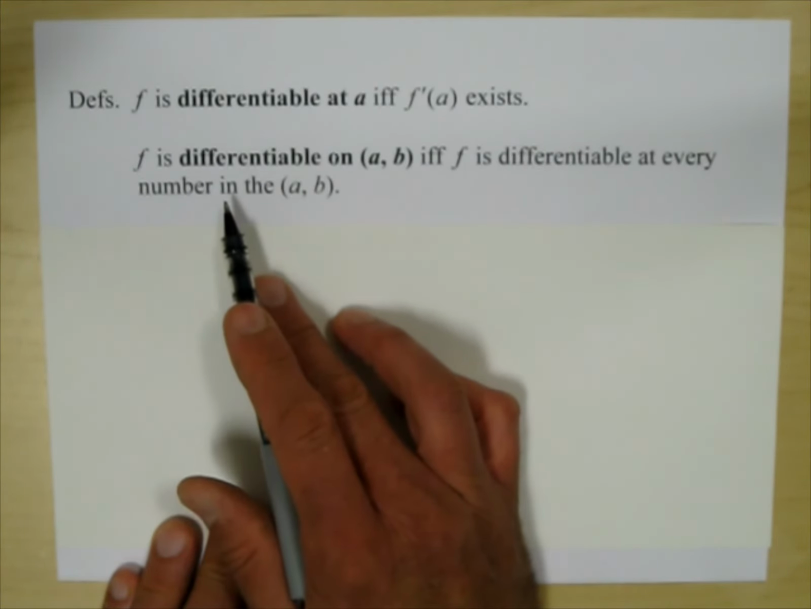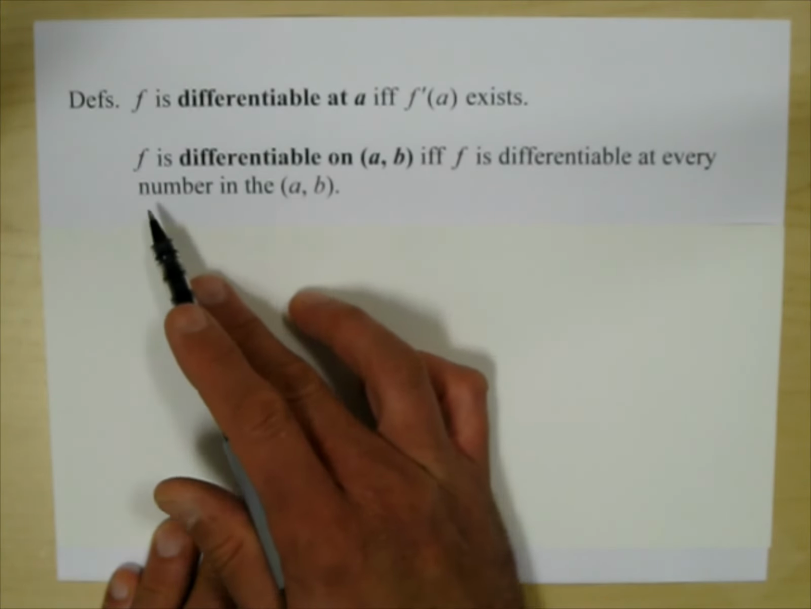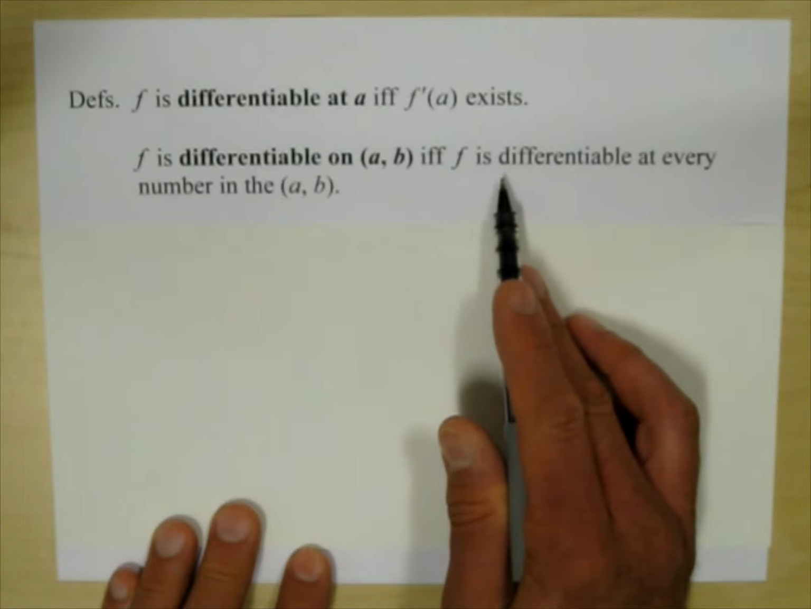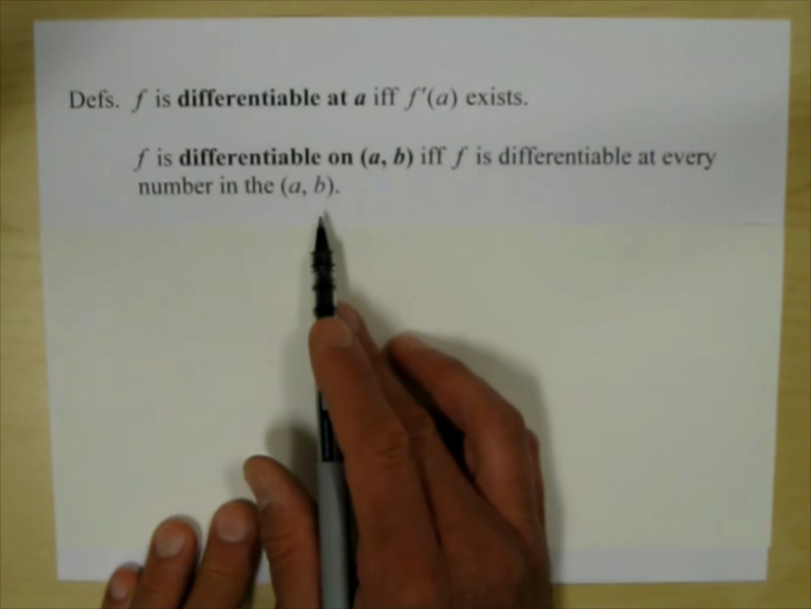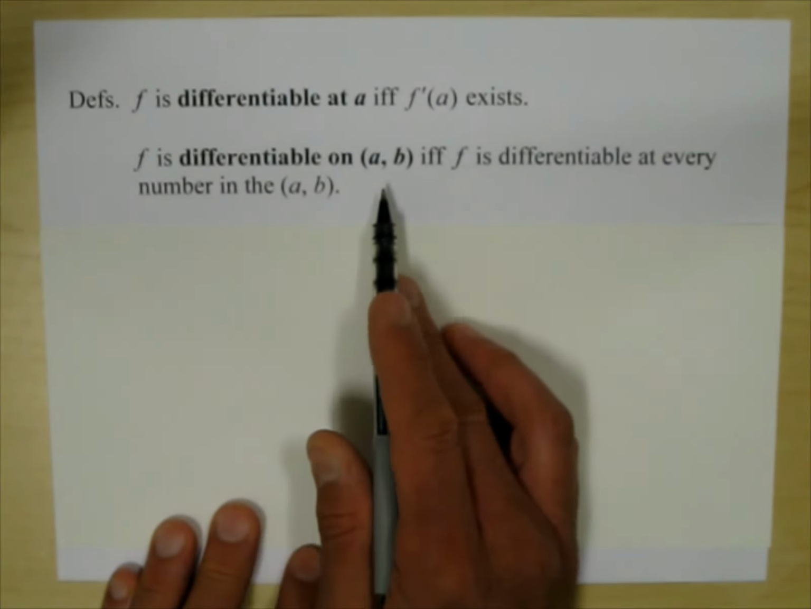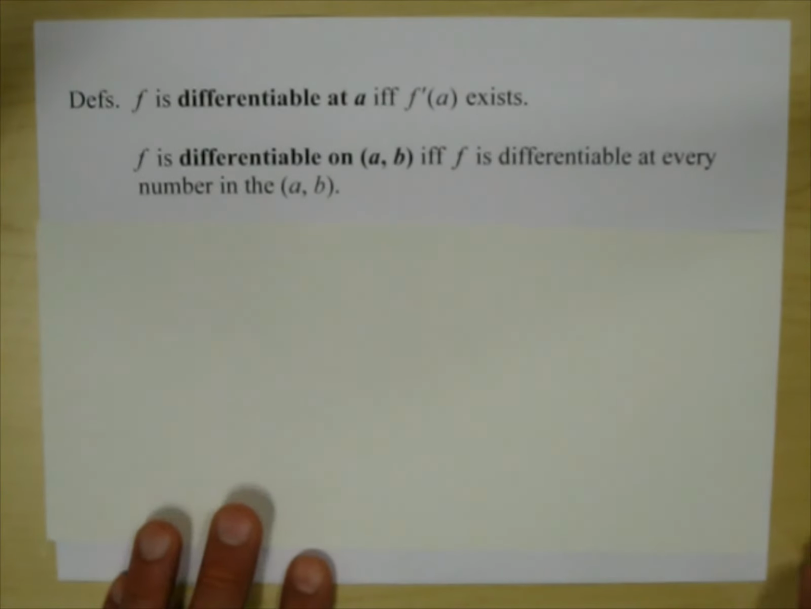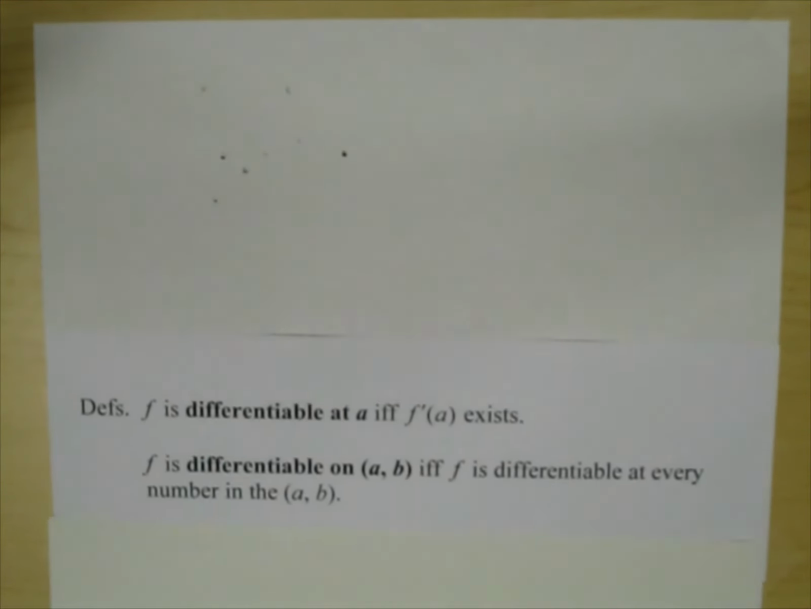The second definition is the definition of a function being differentiable on an open interval. Think of this as an open interval on the x-axis. It holds if and only if f is differentiable at every number in that interval. So that's what it means to be differentiable on an interval. It's just a whole bunch of these things being true for every point in there. Let's take a look at our next example.